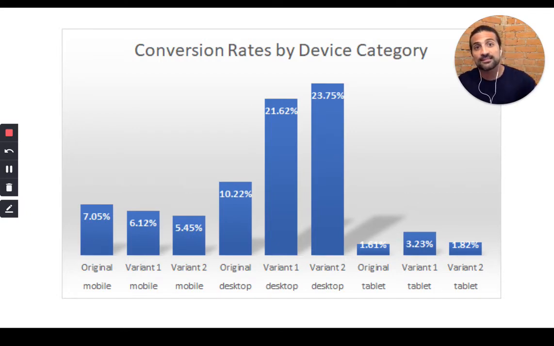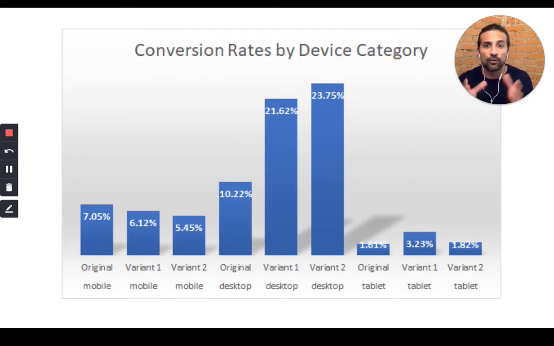And this is so important to do for every single experiment you run because averages lie. If you looked at this experiment and just aggregated all of the data together, you would have gotten a very watered down perspective of what actually happened. You might have looked at the experiment and said, well, it didn't significantly improve conversion rates. That's not true. Look at desktop, it increased conversion rates by more than 100%. For tablet as well.